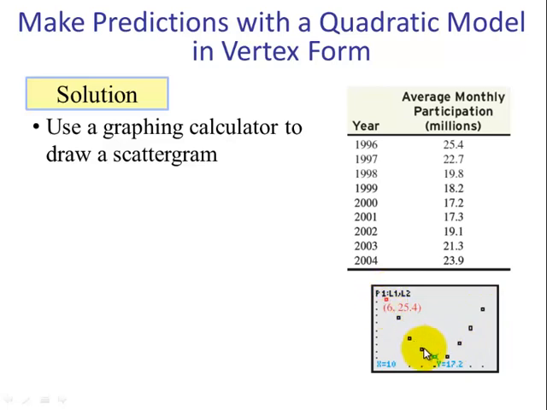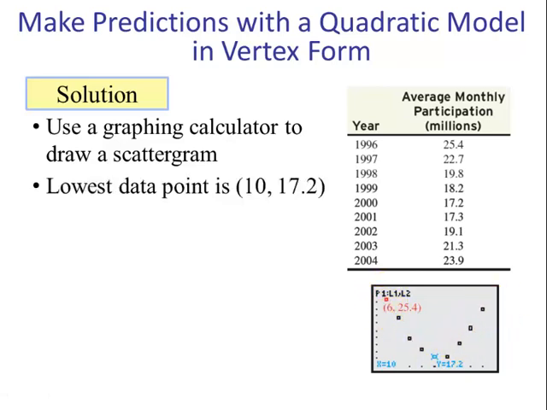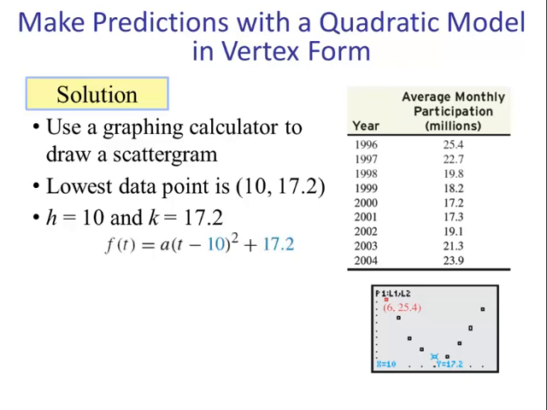This definitely looks like a parabola. The lowest point is when x is 10 and y is 17.2. So we will use this as our vertex. So that means h is 10 in the vertex formula and k is 17.2. Plugging this into our equation, we have f of t equals a times t minus 10 quantity squared plus 17.2. So we have our h and our k. We need to figure out what is a.